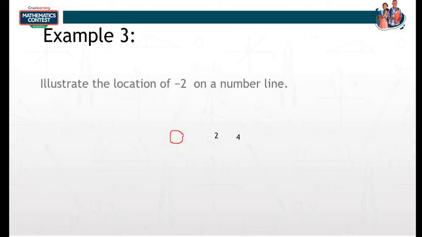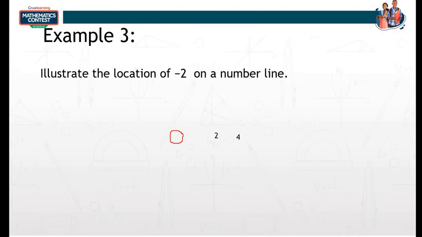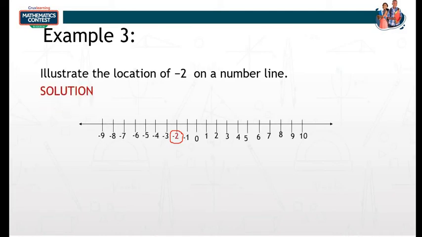Alright, we'll move further. We are to illustrate the location of minus 2 on a number line. So here I have my number line, and this is where minus 2 is. That's all you need to do. Just identify where the minus 2 is located. And this is where minus 2 is located on the number line. Okay, that's all.